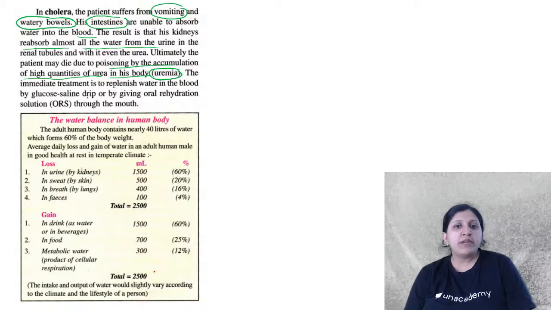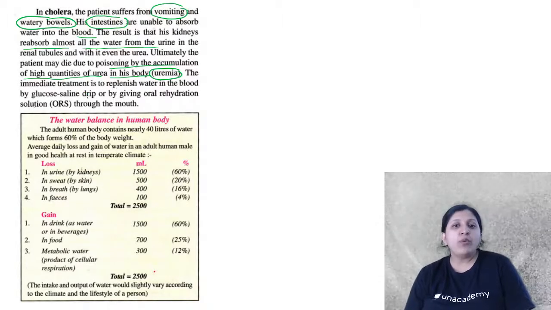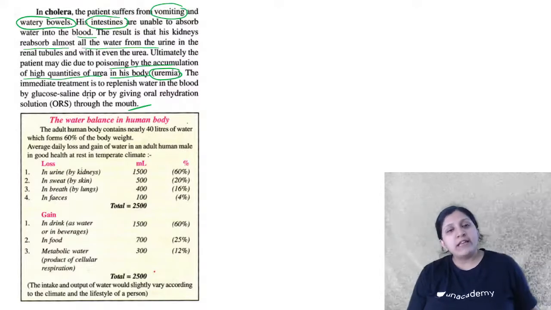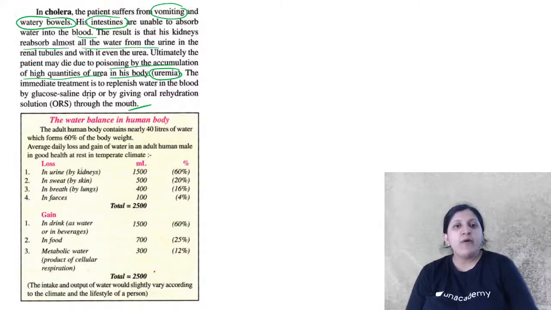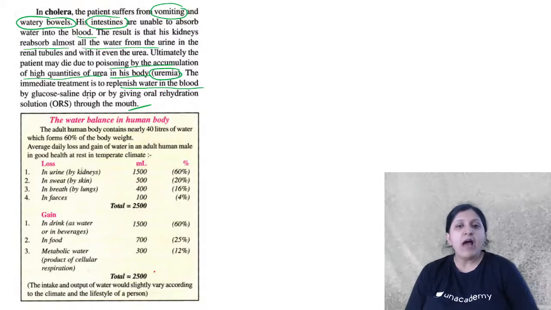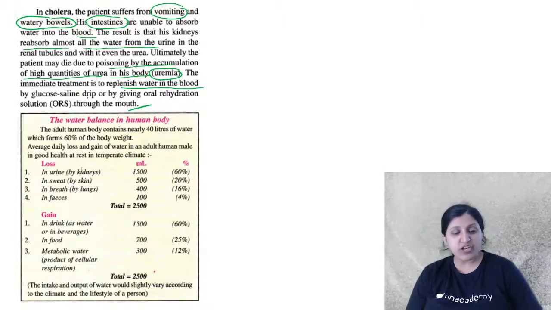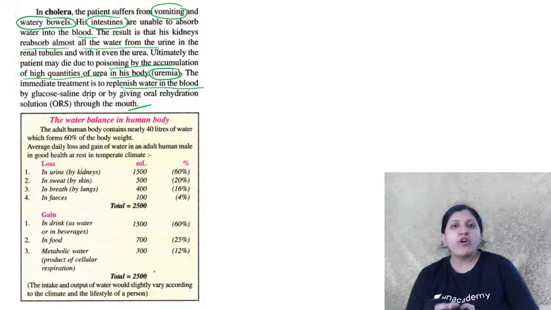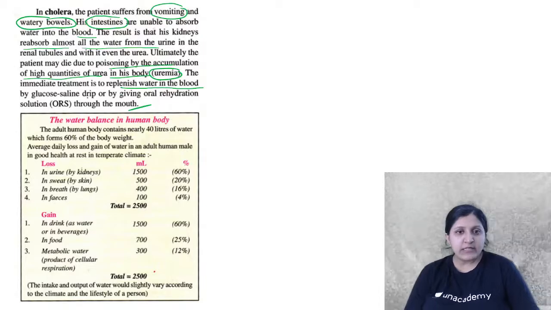Then the immediate treatment is to replenish the water in the blood, by glucose saline drip or by giving oral rehydration solution through the mouth. If they are continuously vomiting and have loose motions, the treatment is basically to replenish the water in the blood, so that the same amount of salt and water can be maintained in the blood. Not dehydration, rehydration solution.